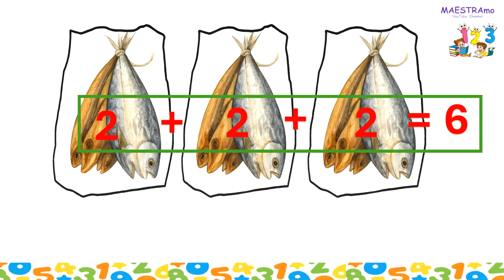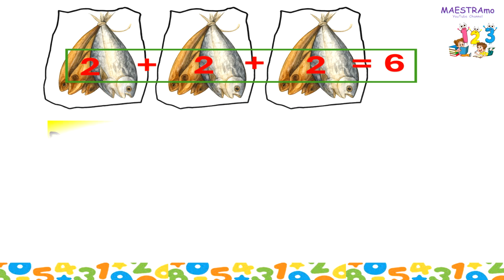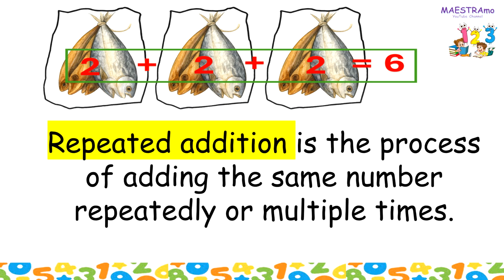2 plus 2 plus 2 equals 6 shows repeated addition. We can use repeated addition to determine the total number of dried fish. What do we mean by repeated addition? Repeated addition is the process of adding the same number repeatedly or multiple times.